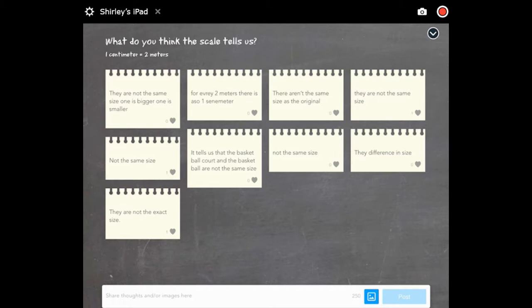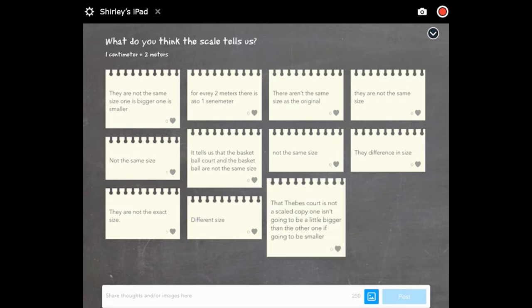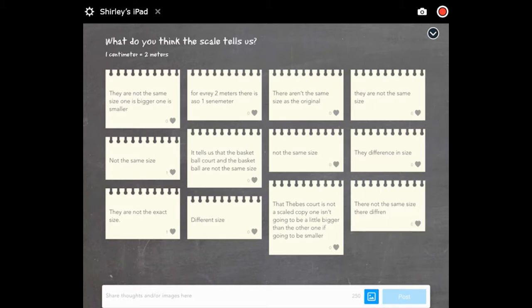Okay, so I like all of these answers. I'm going to keep us on the screen, but I'm going to push you to think about another question. I agree that it tells us it's not the same size, but be a little bit more descriptive. What does it tell us specifically about the size of the basketball court? If my scale drawing says that 1 centimeter is equal to 2 meters, how can that help us figure out the size of the basketball court? Because you guys are all onto something by saying they're not the same size. But specifically, how can that scale help us figure out the size of the court?